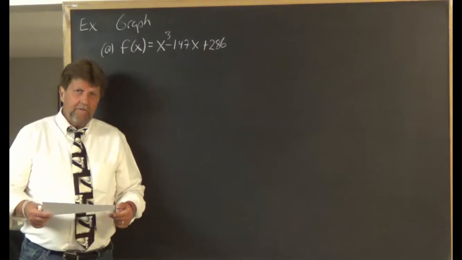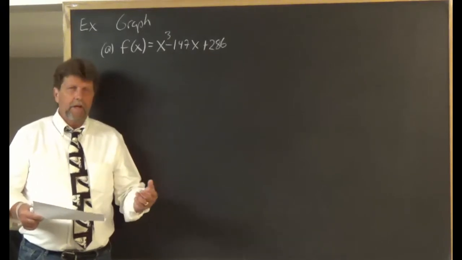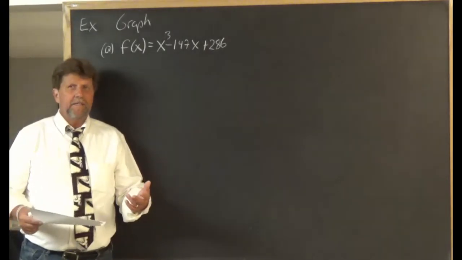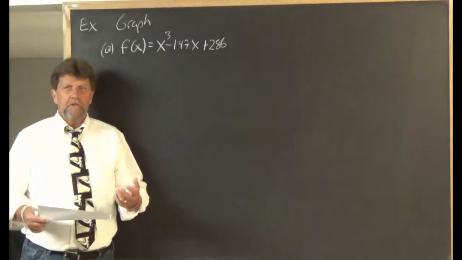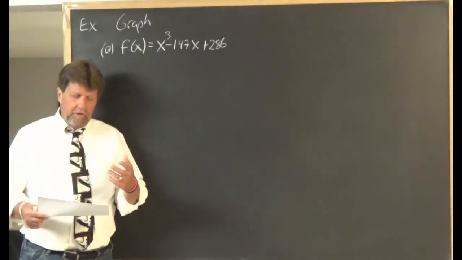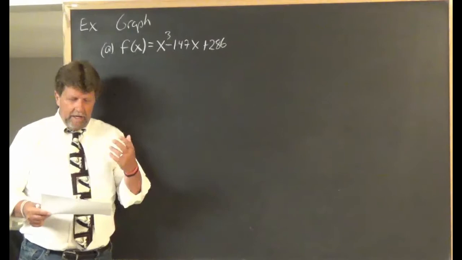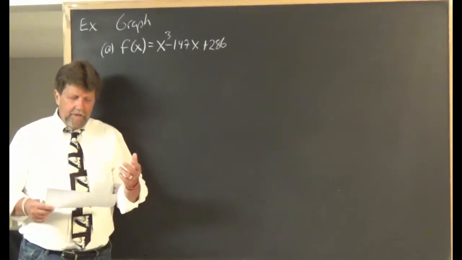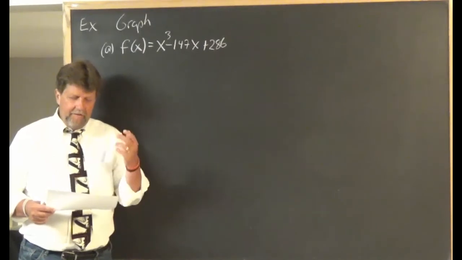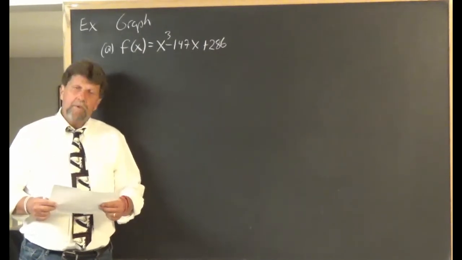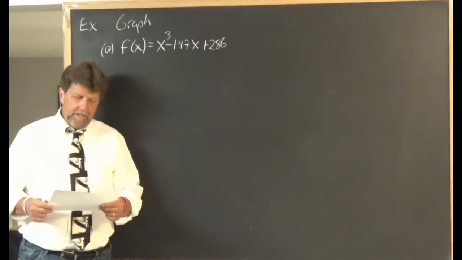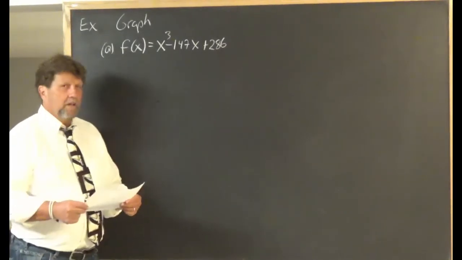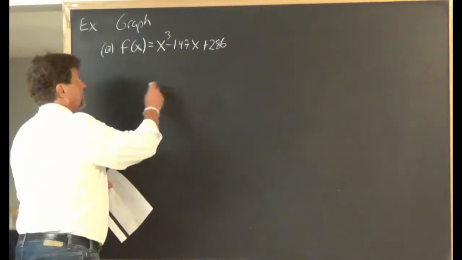All right, folks, here's section 4.4 in theory. You can do everything in this section. You have all the tools at your disposal. I still thought we would do a couple of examples just to make sure you're dialed in. So the first function that we're going to make a complete graph of is f of x equals x cubed minus 147x plus 286. So here's how I start.